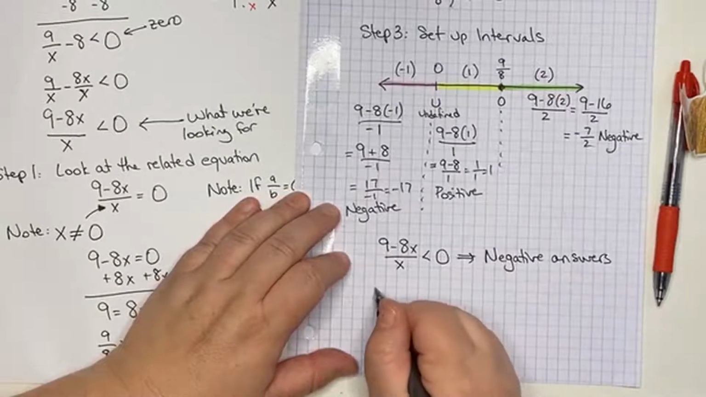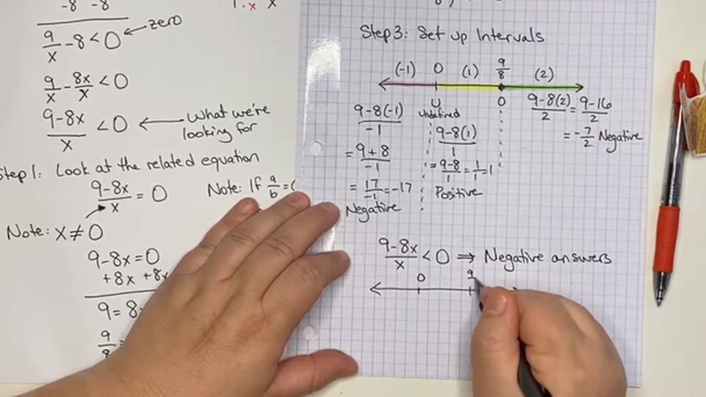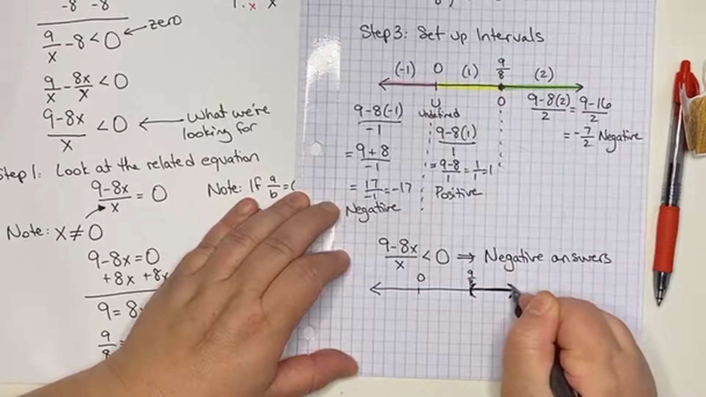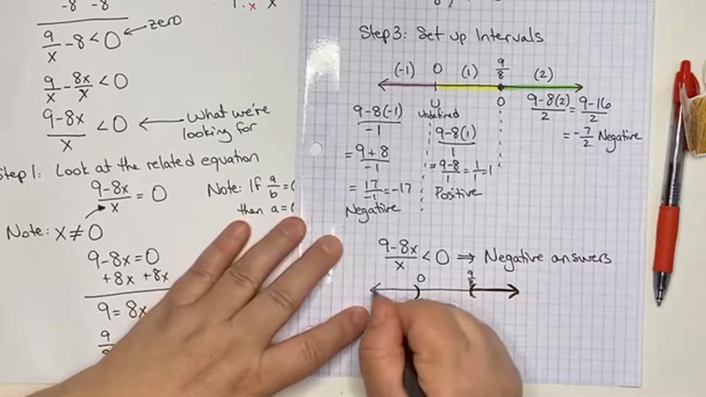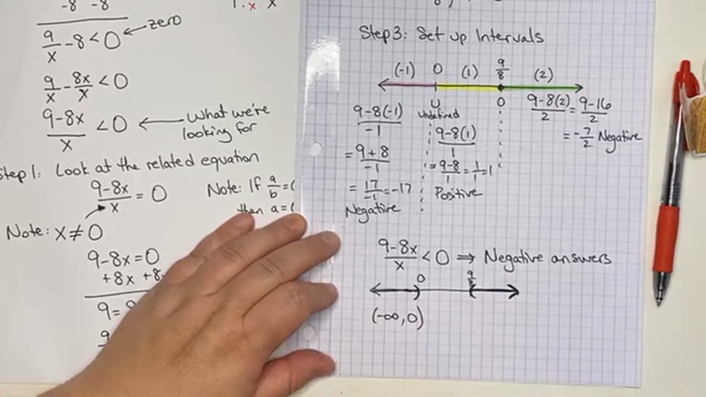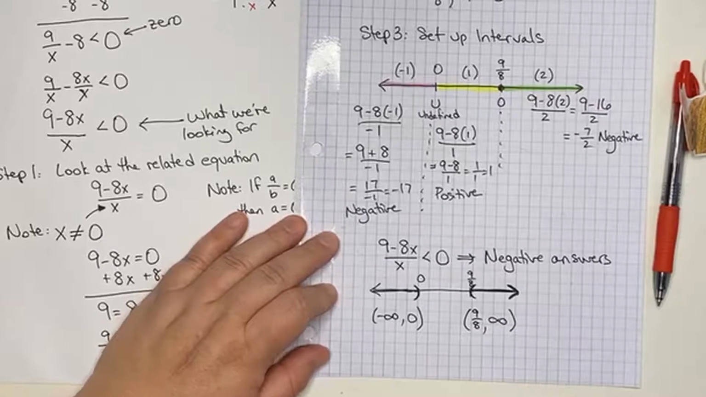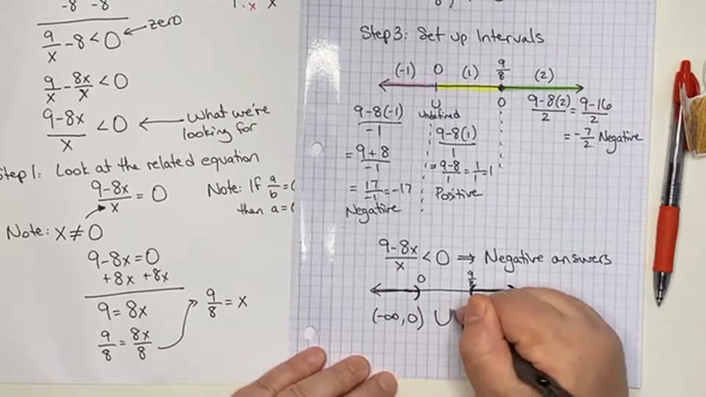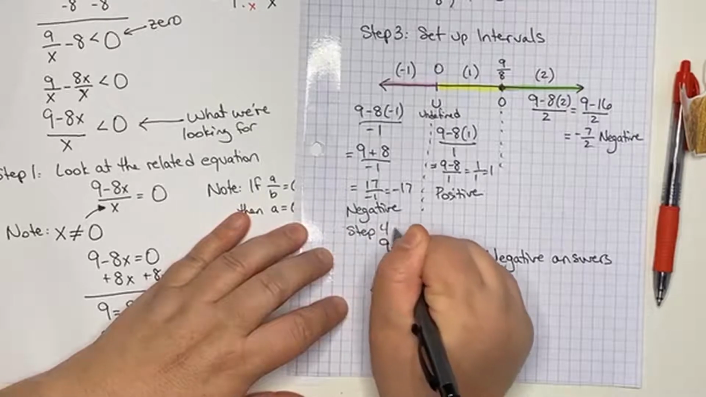So maybe this time I'll do the graph first. If there's 0 and there's 9/8, I'm going to do a parenthesis, and go to the right here because I plugged in 2 and that gave me a negative number. And I'm going to do a parenthesis here and move to the left. And so that's negative infinity up to 0, parenthesis, not bracket, 9/8 to infinity with parentheses. And then in the middle, remember, if we're going to put them together, we want a union. There we go. Sorry, I forgot to write, that's step 4.